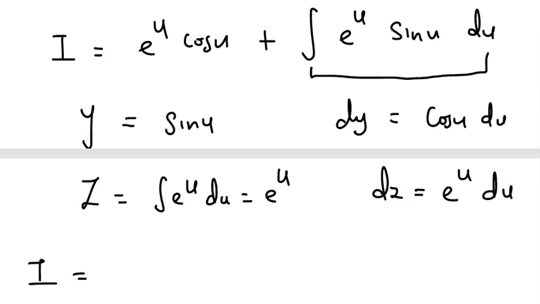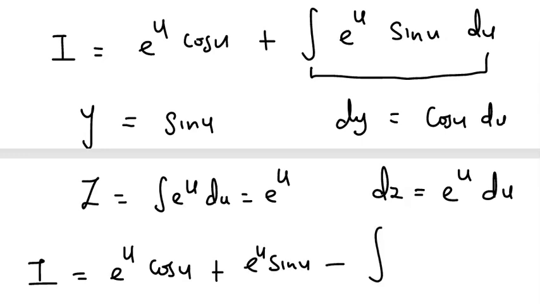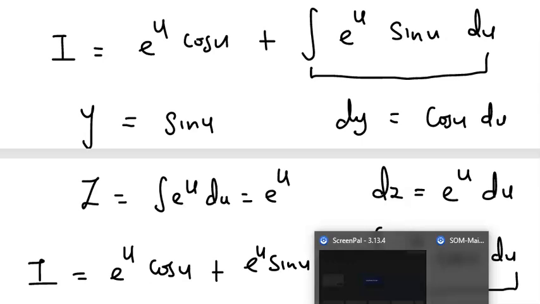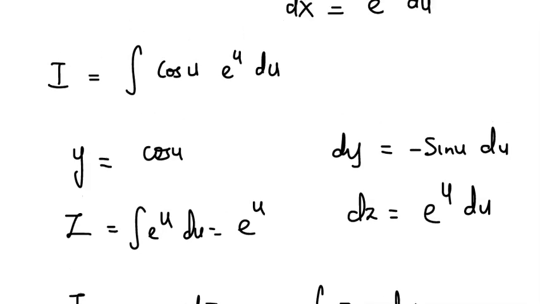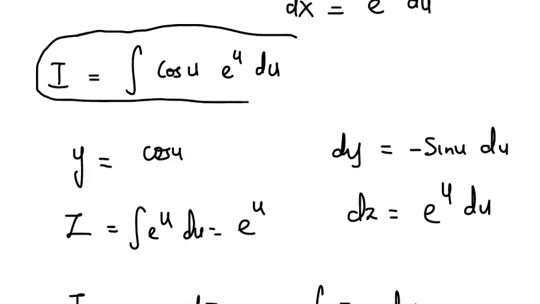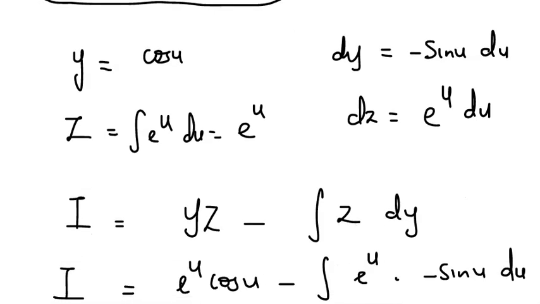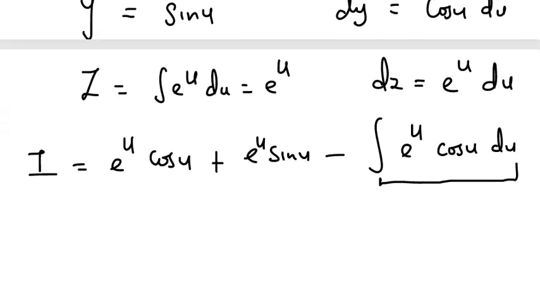So I is equal to e to the power of u cosine of u, then plus, this one now is the new integration by parts. We have yz, which is e to the power of u sine of u, minus the integral of z, e to the power of u, dy, which is cosine of u du. Oh my god, did you realize something about this? This is the I we started with. Let's go back and check. This is cool. This is the I we started with, and the I just popped up again. So this right over here is I.